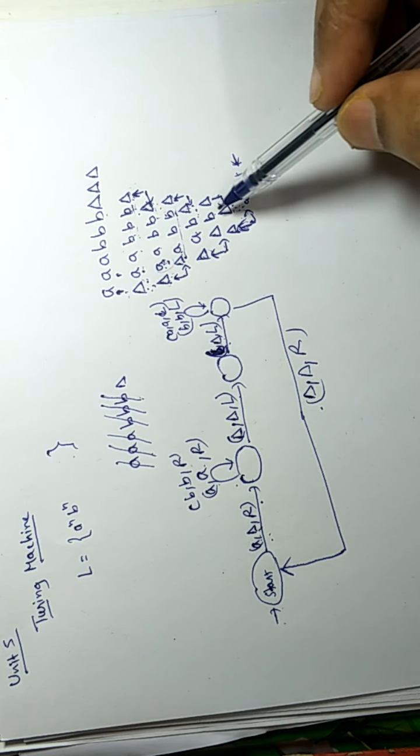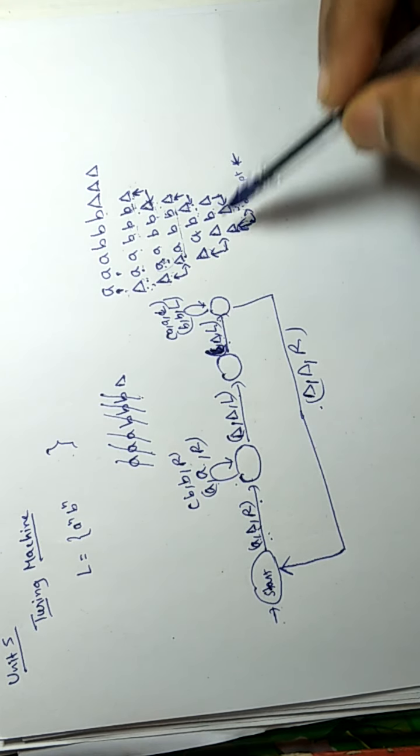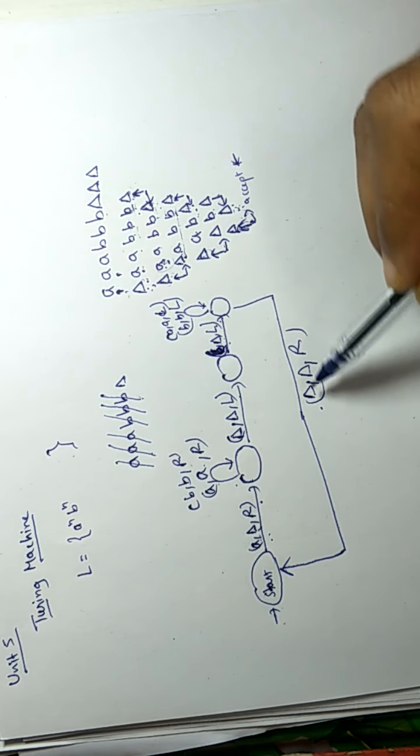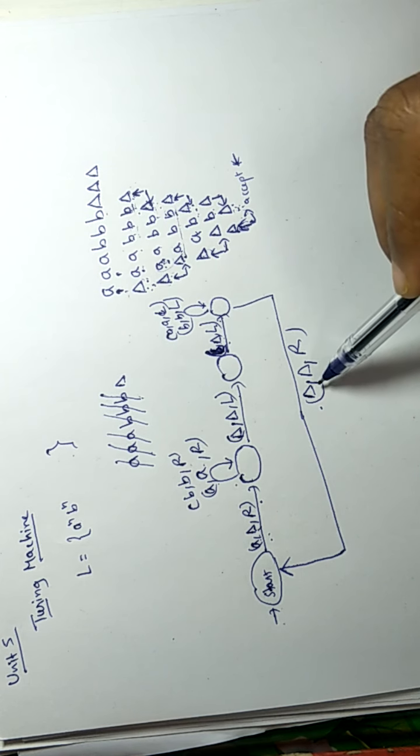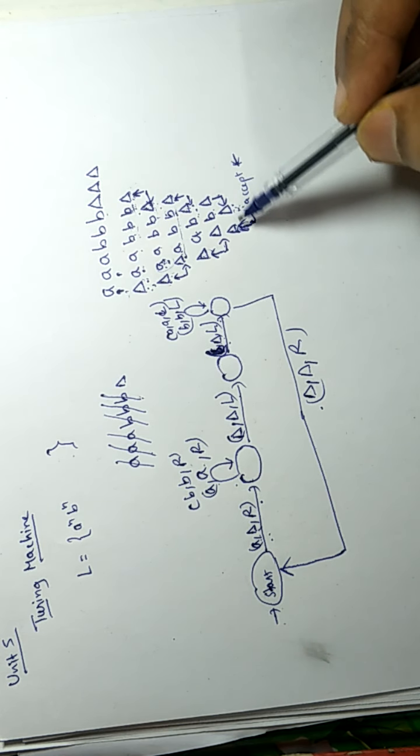Now at the end we convert this B into blank. Moving to the left we will not get A's and B's, we will get this blank, and in the right of this blank we will not get more A's.